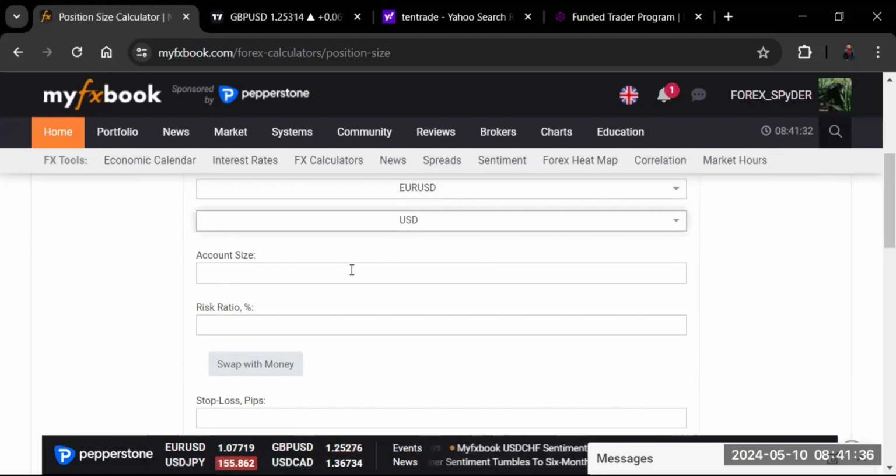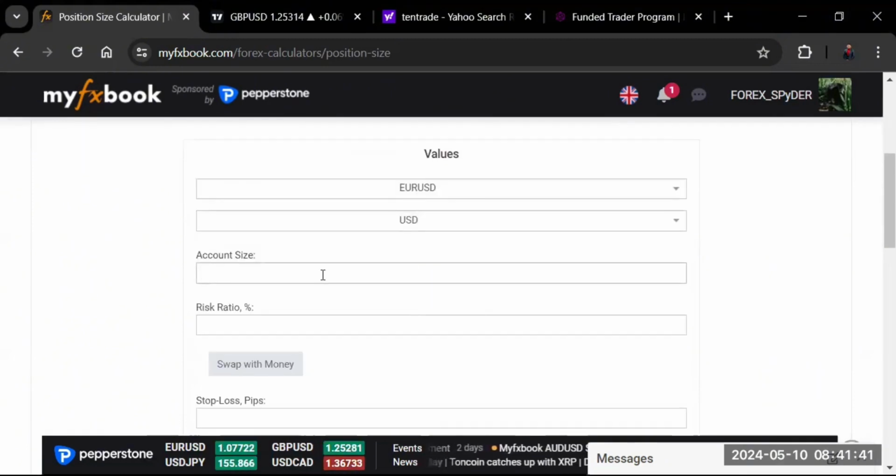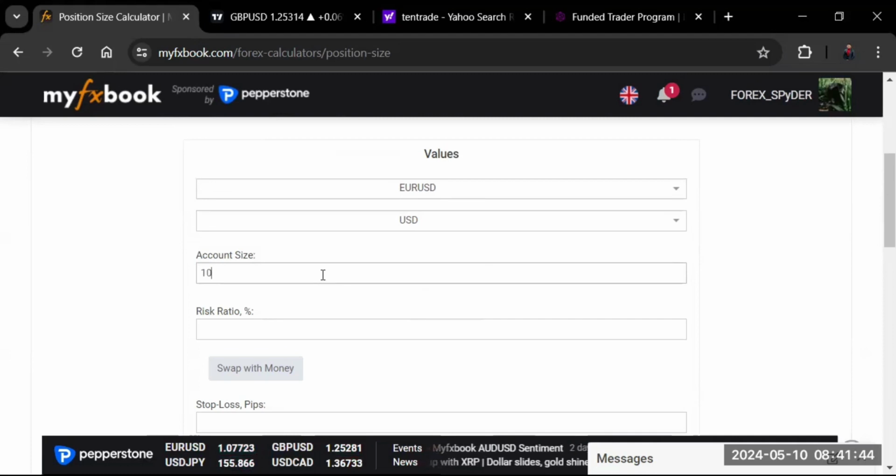Then you're going to put your account size. Okay, let's say for instance, if your account size is $1,000, you type $1,000. Okay, then you put the percentage you want to risk, because I advise that you risk nothing less than 1 to 2%. Don't risk more than 1 to 2% of your account. So once you click the percentage, the risk ratio in percent, you type the percentage you want to risk on the trade. Let's say for instance, I want to risk 1% on this trade, then I'll just put 1% there.